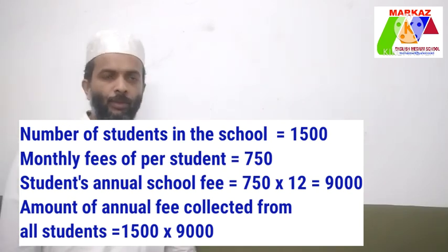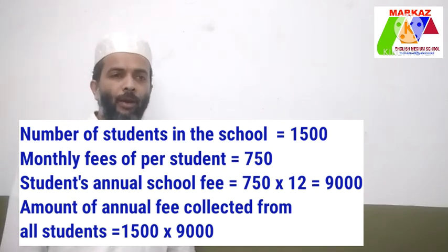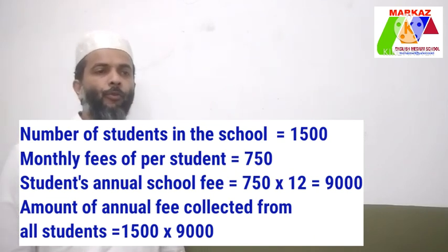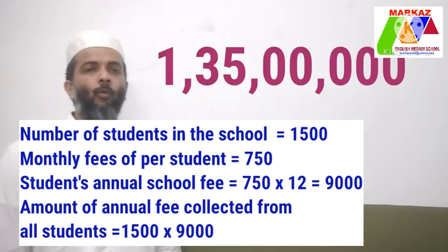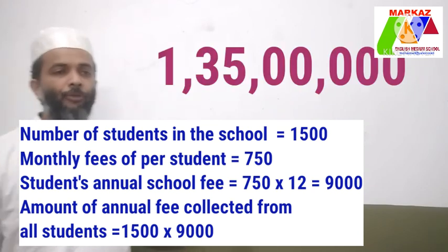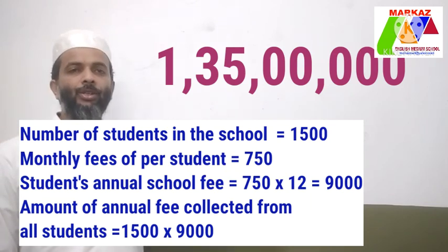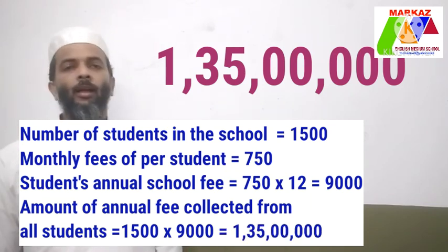Add together 45 lakhs plus 90 lakhs. Final answer 1 crore 35 lakhs. Write this answer against the fourth line.